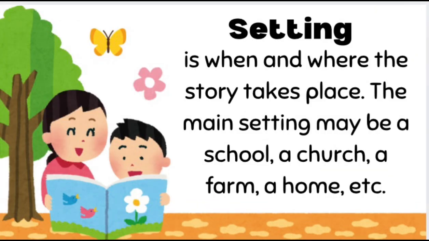Next is setting, meaning where and when the story happened. The place could be a school, church, farm, home, or any location. The story might happen in the past, present, or future. Knowing the time and place of the story helps us better understand what's going on. It's an important part of reading comprehension.